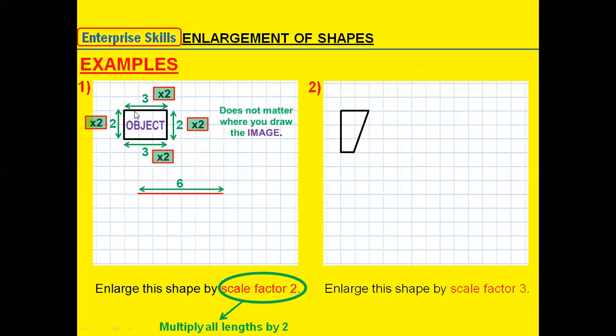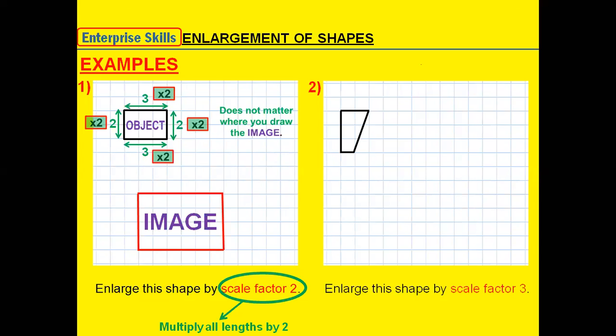So look, that side was 3. When we multiply it by 2, it's going to be 6, so we draw a line with 6 units. You can continue the rest from this side. The other side was 2. When you multiply by 2, it will be 4. So you draw a line with 4 units down, and you can easily continue the other 2 sides. So this is the image after enlarging it.